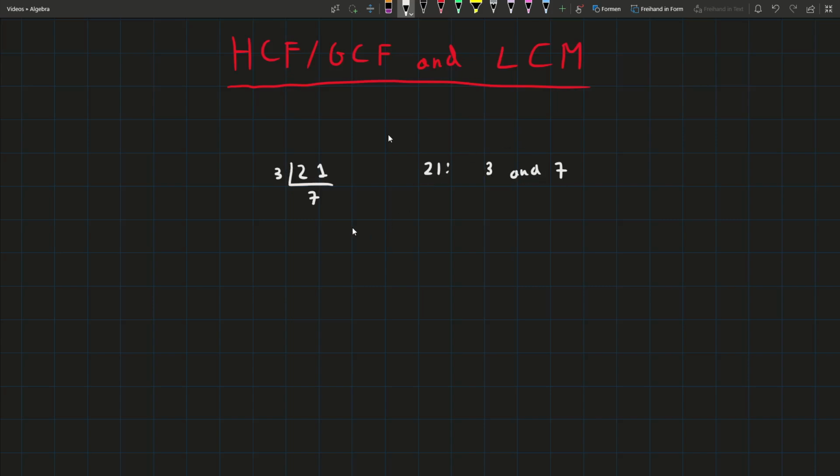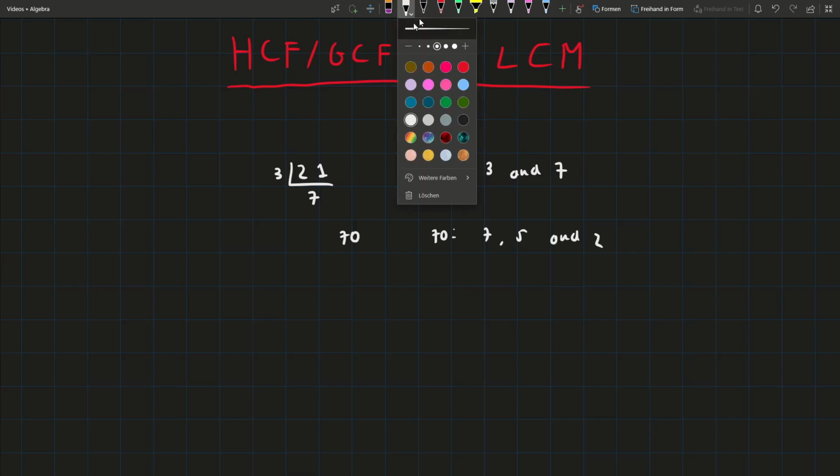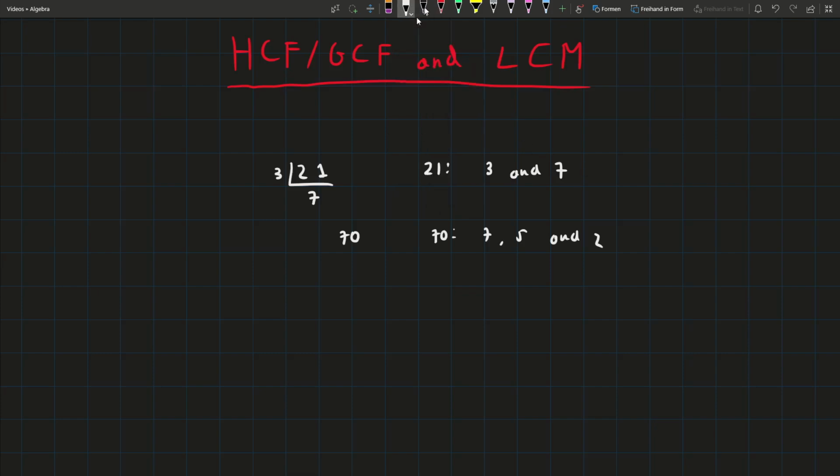And then if we have another number, let's say 70, the factors are obviously 7, 5, and 2. If you divide 70 by 7, 5, and 2, it'll go in evenly. So the factors of 70 are 7, 5, and 2. It's quite easy to see that the highest factor that they have in common is 7 here. It's quite obvious in this example, but in other examples where there are different powers, and maybe more numbers, it's not so obvious, and you need a reliable way to do it.